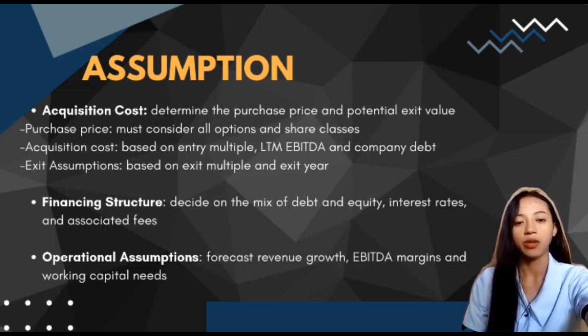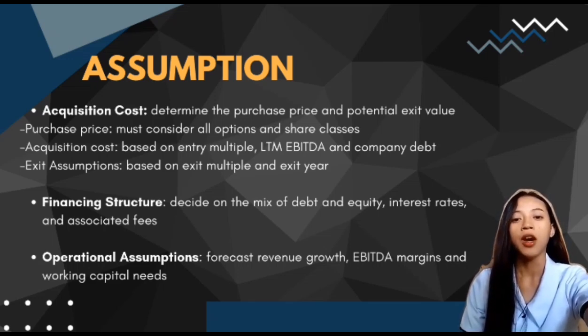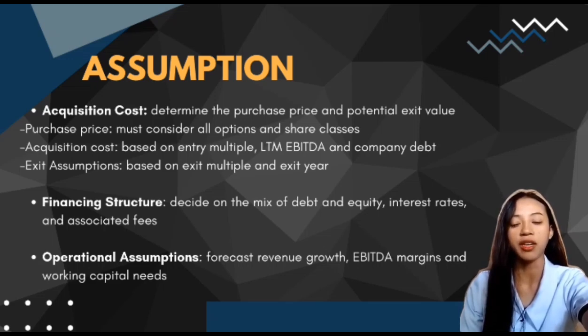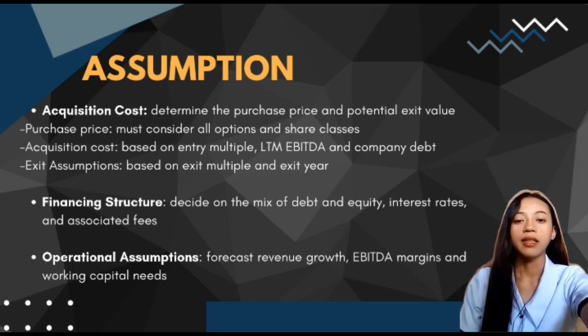So first, acquisition cost. There are three parts of acquisition cost. First, purchase price. Purchase price is the total cost to buy the company. It often includes the price of all shares plus existing debt. Second part is acquisition cost. It is usually based on the entry multiple times LTM EBITDA, or the last 12 months EBITDA, then you add the company's existing debt if applicable. This helps determine the purchase price.